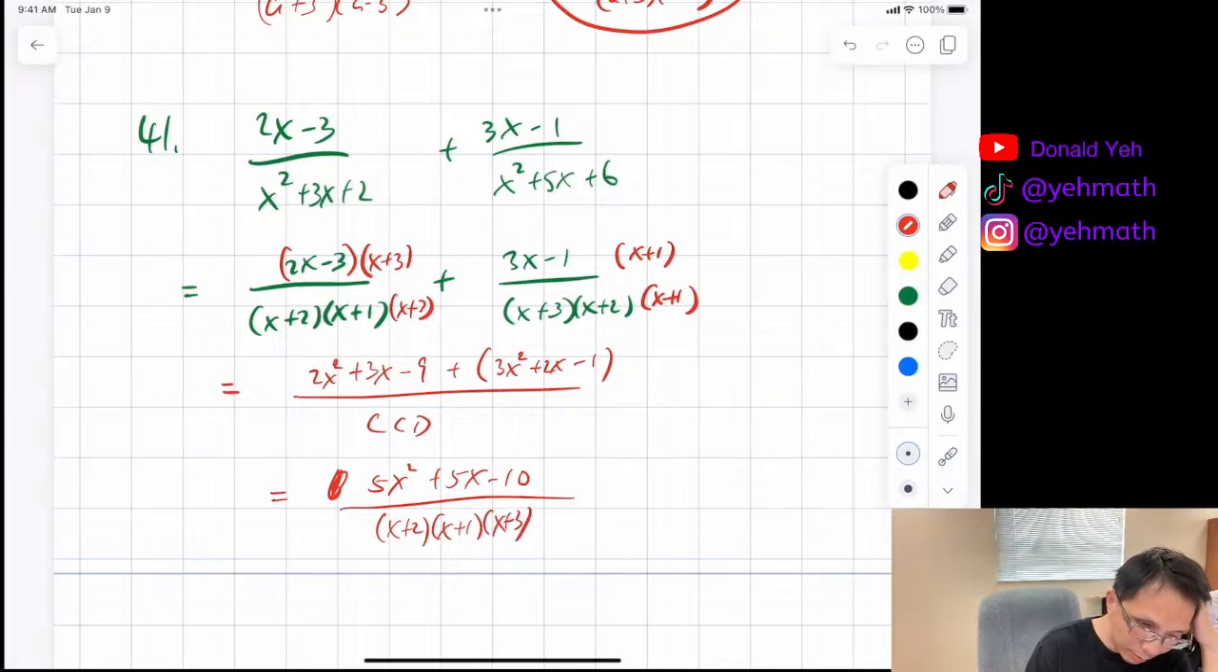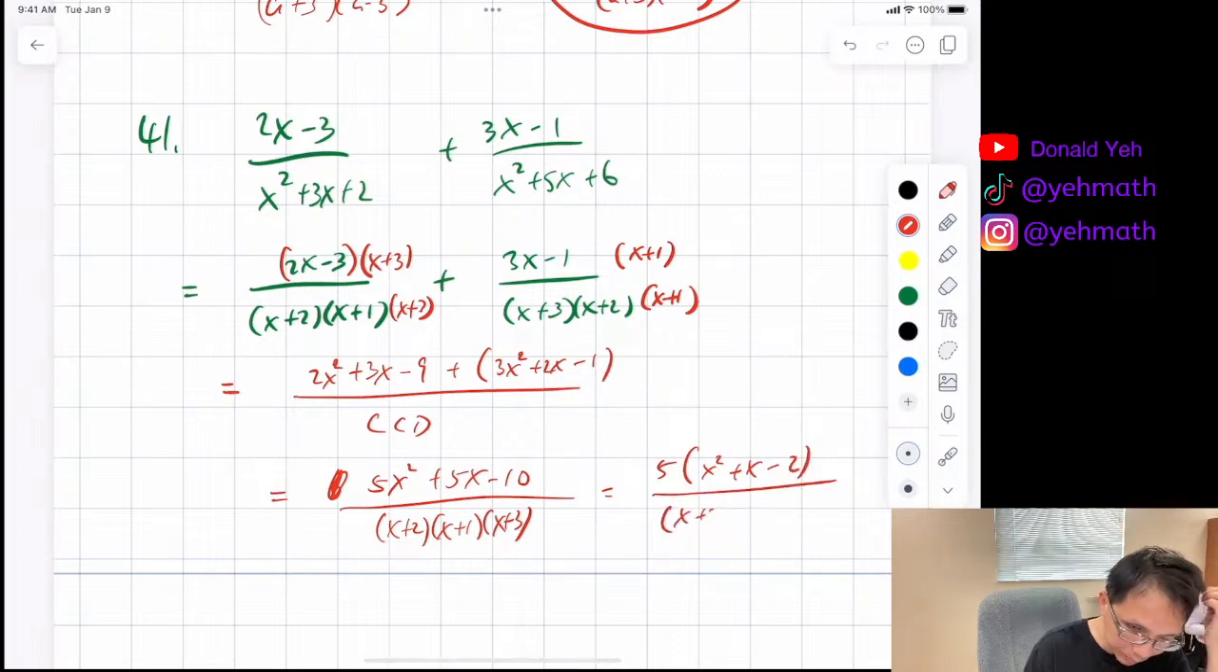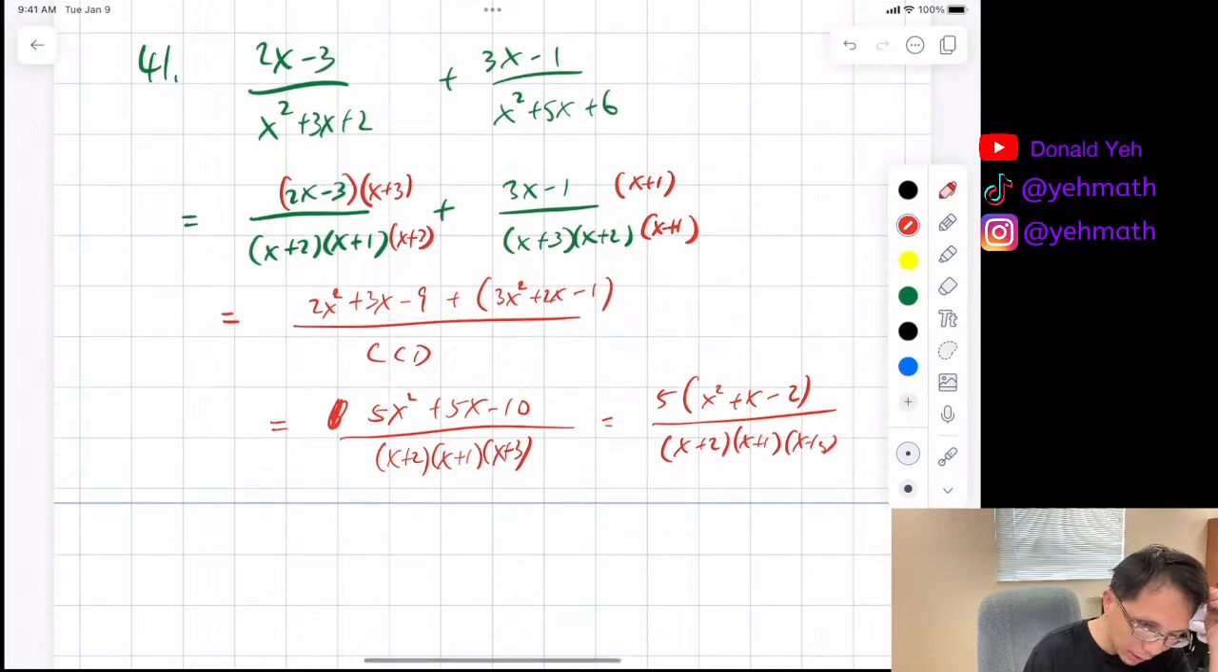Okay, so now maybe I can factor out 5. This is 2, right? And then maybe I can factor the x.